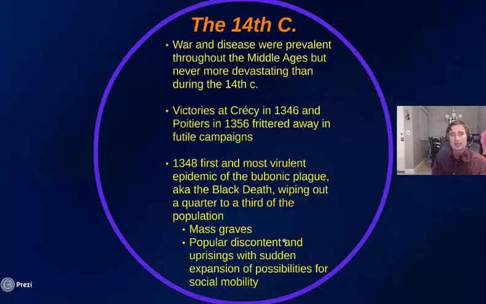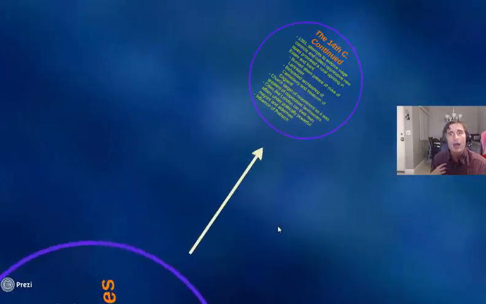In fact, as it says here, there's more possibilities for social mobility because you need people to replace the people that were lost by the Black Death. And so this leads to discontent and uprisings and expansion of possibilities for social mobility. However, people in power are often very traditionalist and don't like social mobility. They like to keep things the way they are so they can retain their own power.